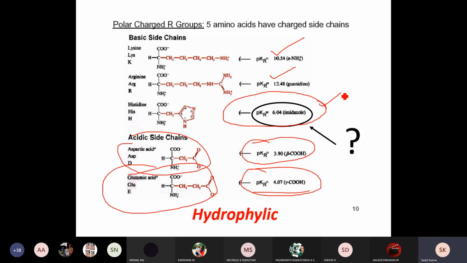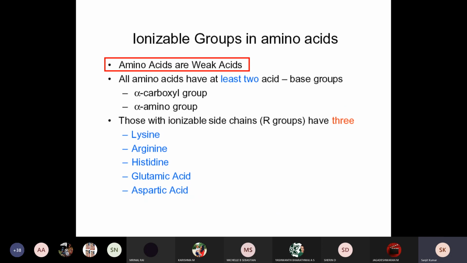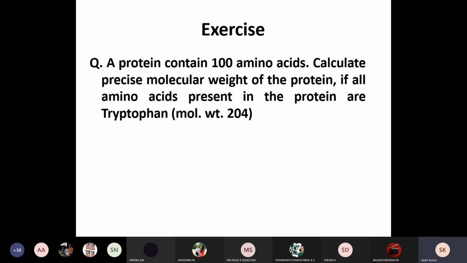Always remember, if it is arginine, you can say it is more than 7. If you don't know the exact value, at least people will understand you have a basic knowledge about the amino acid. These are the ionizable groups: lysine and the other ionizable side chains. There is one small exercise that is also important for your course.